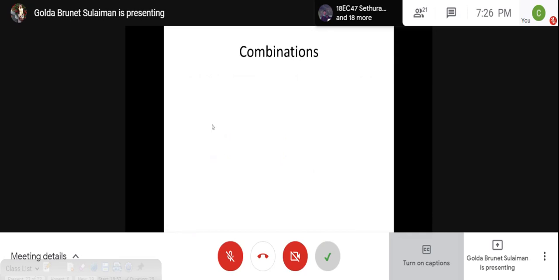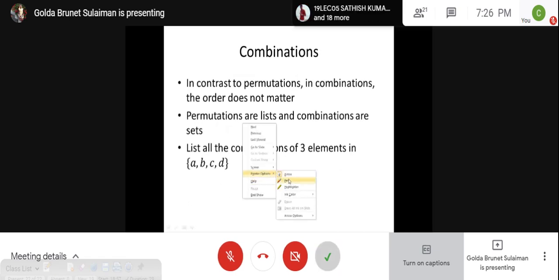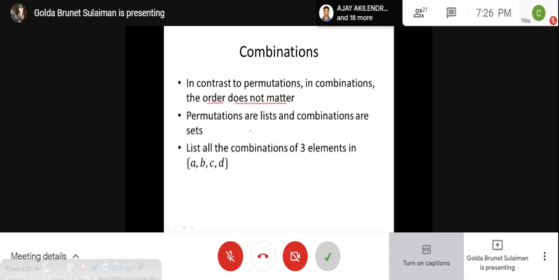And combinations, in contrast to permutation, in combinations the order does not matter. We are not bothered about the order. So we can keep in our memory like this: permutations are lists, but combinations are sets. Sets will not allow duplicate elements, right? So lists allow even duplicates. Sets will not allow duplicates. So permutations are lists and combinations are sets.